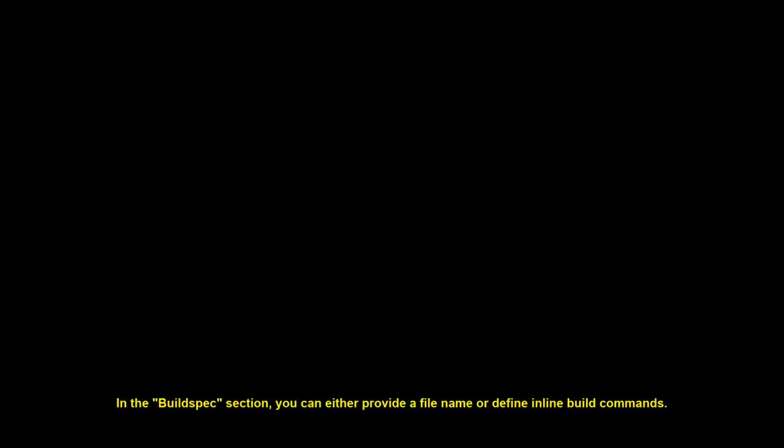In the build spec section, you can either provide a file name or define inline build commands. If you choose a file, ensure it's named buildspec.yml in your repository. Next, configure any additional settings such as environment variables or artifacts.